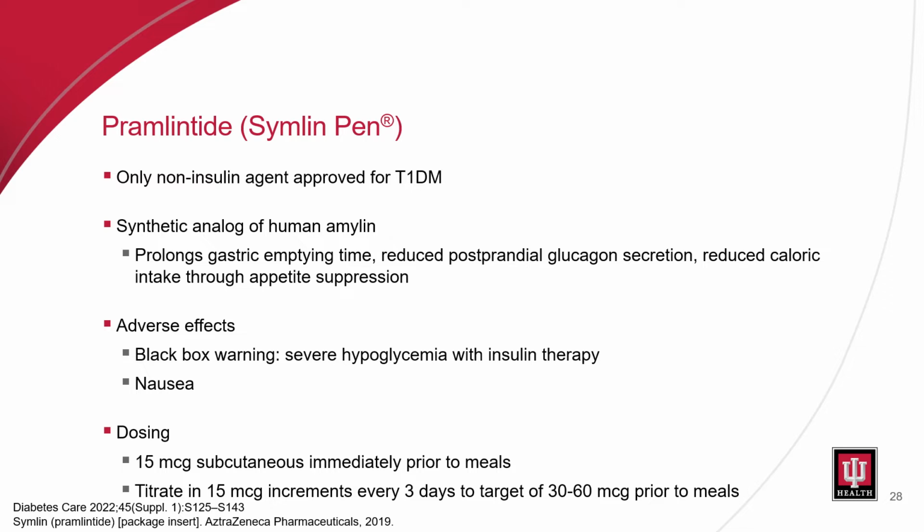We start pramlintide at 15 micrograms subcutaneously immediately prior to meals. And then we can titrate in 15 microgram increments every 3 days to target a dose of 30 to 60 micrograms prior to every meal. And titrating this dose in this fashion can decrease the incidence of nausea experienced.